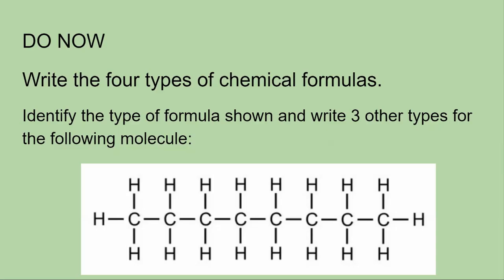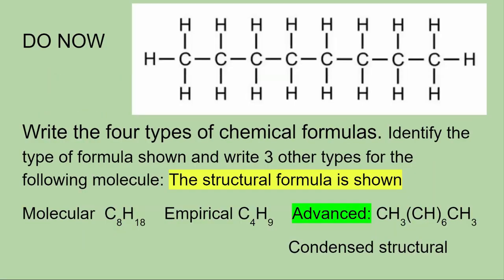I am not holding you that responsible for that one yet. We're going to do that when we do organic because that's really what it's for, but I will show you how I did it. So the first type is the molecular formula. The molecular formula means all I did was count all the atoms that were actually present in this structure. So the structural formula is what's shown. Structural formula shows you the actual makeup, like how the molecule is actually arranged.